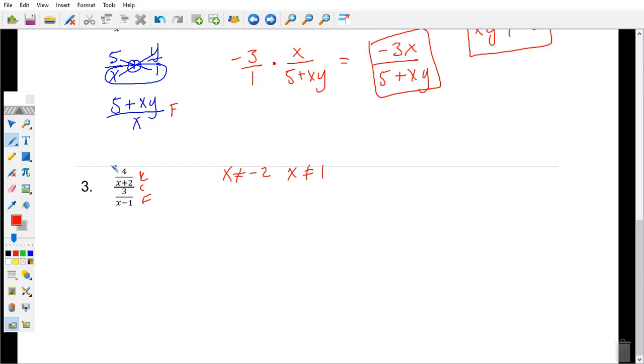Wait, what's the numerator and what's the denominator? So your numerator fraction is here. Yeah, so you have a numerator fraction and a denominator fraction. That's what makes it complex. So the 3 is part of your denominator.